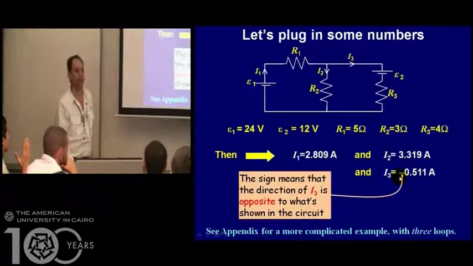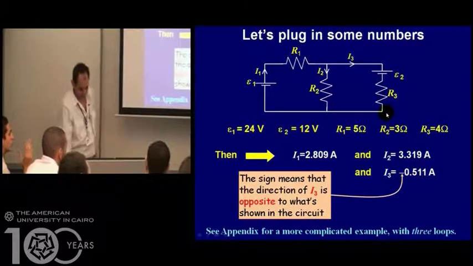What does that mean? It's in the opposite direction. I3 is going to be in that direction, up. So not going to be down. So I3 is in the opposite direction.